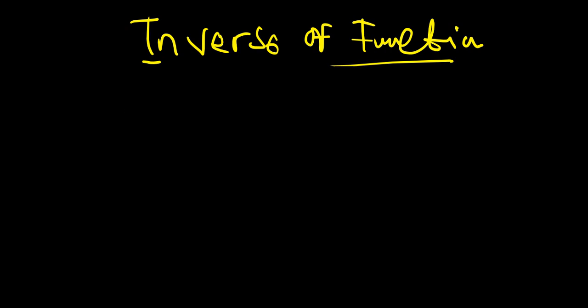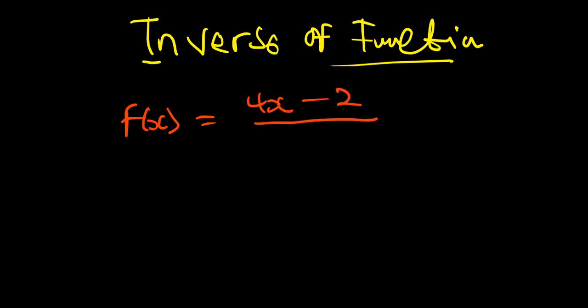Okay, let's say f of x is equal to (4x minus 2) divided by (x plus 1). So this is the function that we have. How are we going to find the inverse?